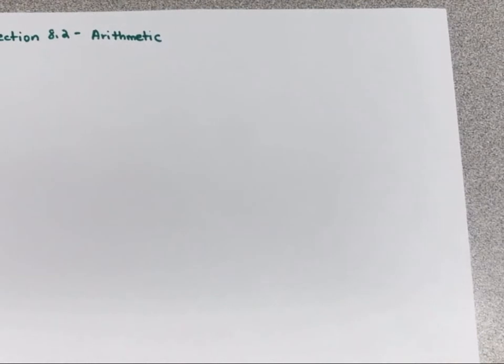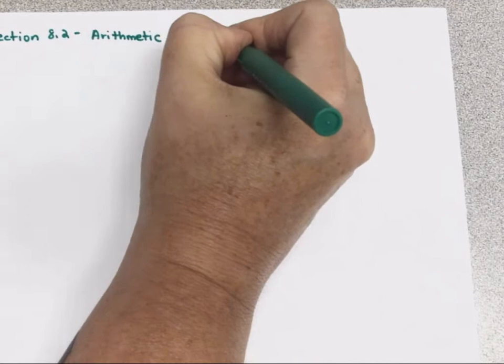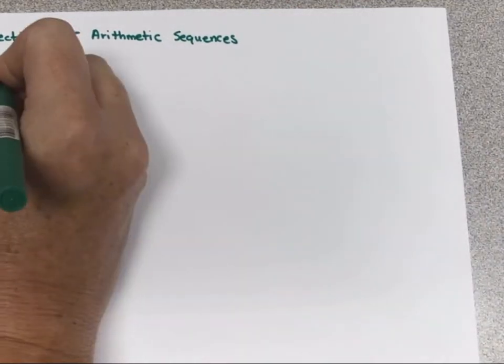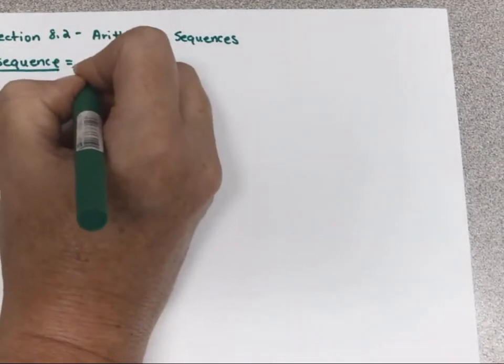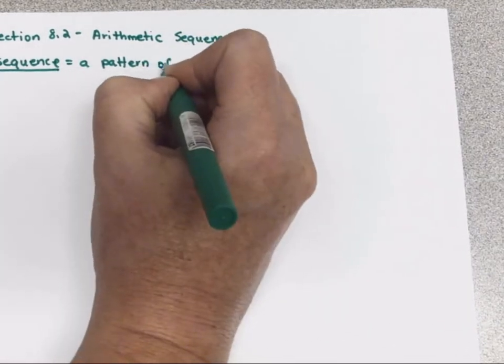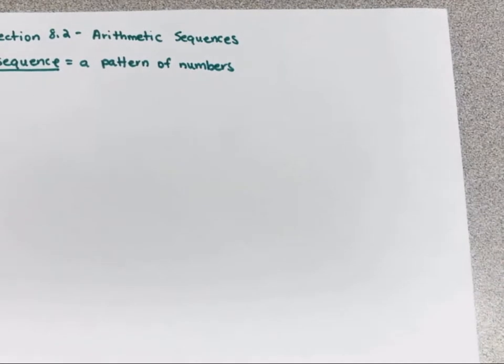So section 8.2 is what we call arithmetic sequences. I know that's spelled like arithmetic, but you say it arithmetic, okay? So first of all, let's talk about what a sequence is in general. A sequence is just a pattern of numbers. And so we're going to talk about the 2 most basic types of sequences today. You can have lots of different patterns of numbers. So like you've been doing this since elementary school.